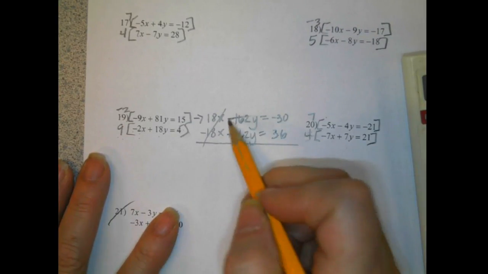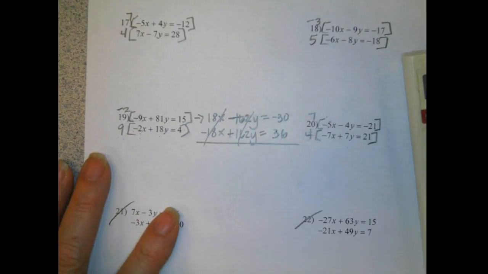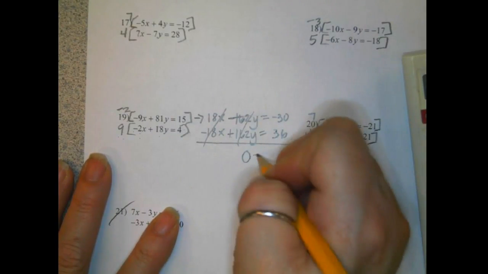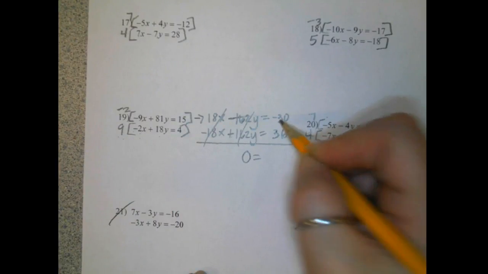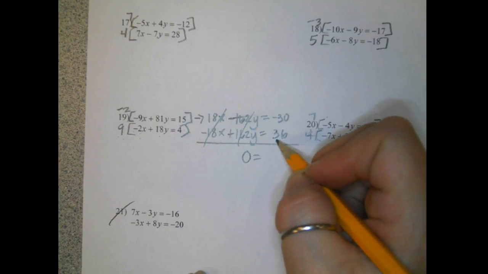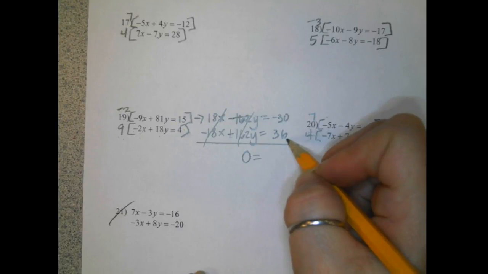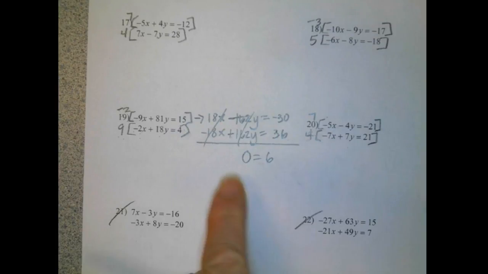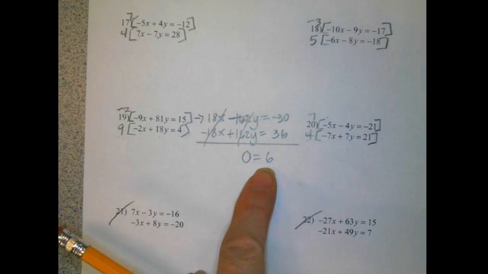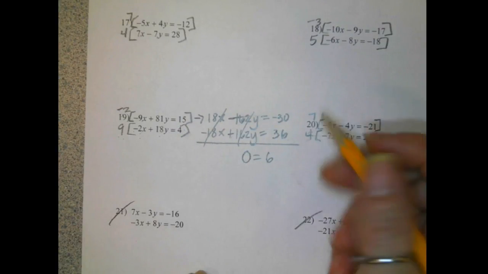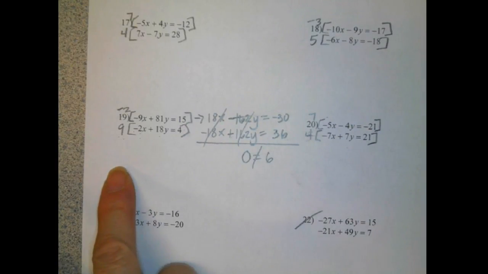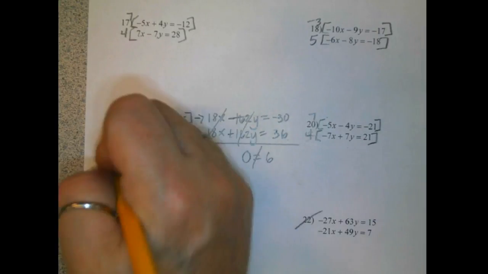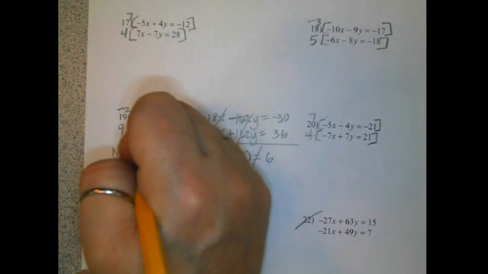Well, look at this. I have opposite sign, same digit, so that eliminates the x. That gives me a 0 on this side. I have negative 30 and a positive 36. What does that give me on this side? It gives me a positive 6. Is 0 equal to positive 6? So if it's not equal, what is my answer? Special answers, remember? No solution.